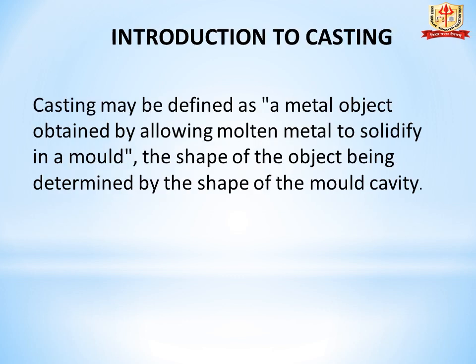Now we see the introduction to casting. Casting may be defined as a metal object obtained by allowing molten metal to solidify in a mold, the shape of the object being determined by the shape of the mold cavity.